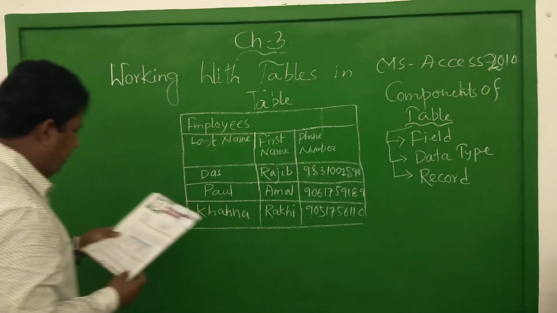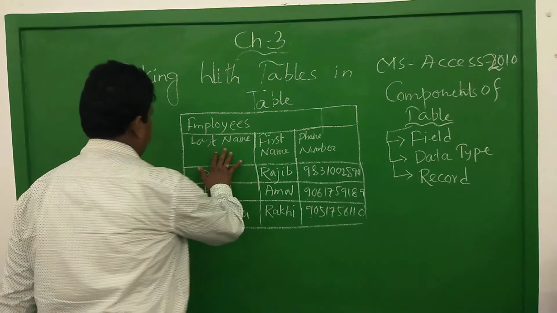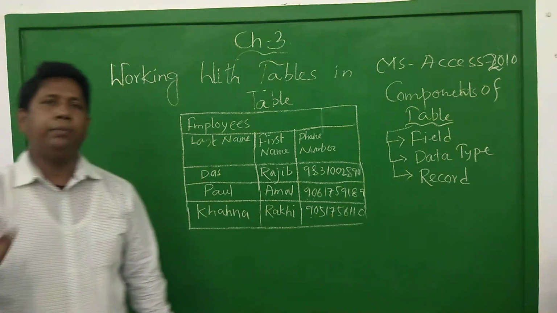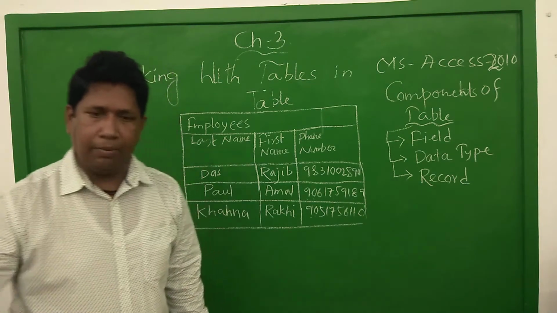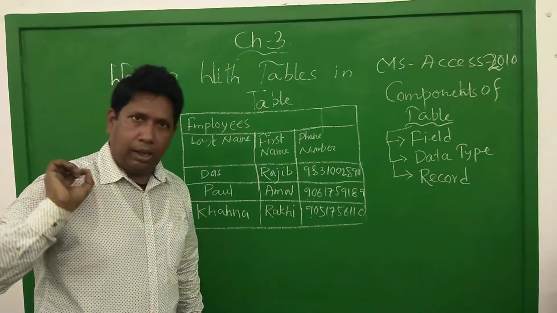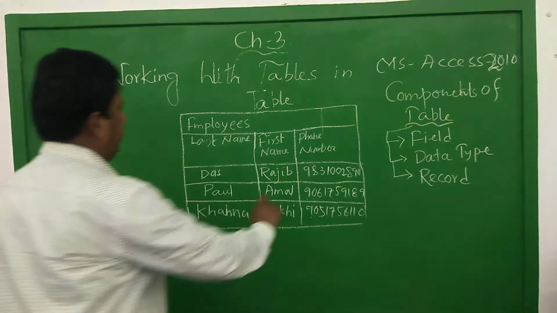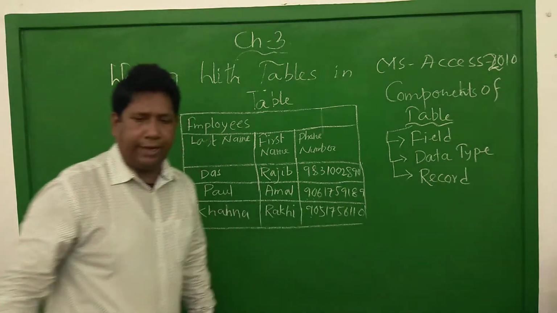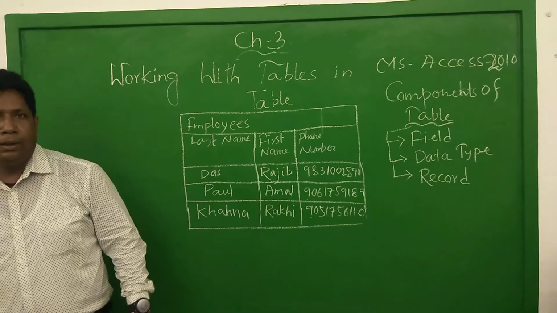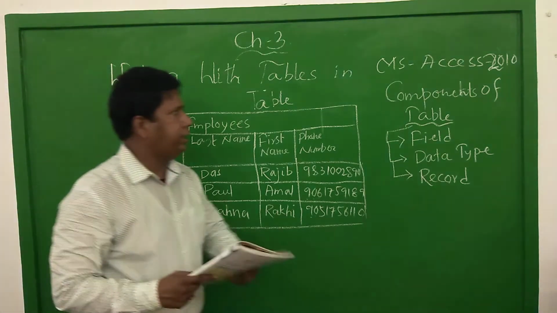Now the table is the building block of a database. You must understand one thing: the table is a building block of a database. In any type of database, the table looks like a building block. Now see the components of a table. You can find the components of a table in three types.